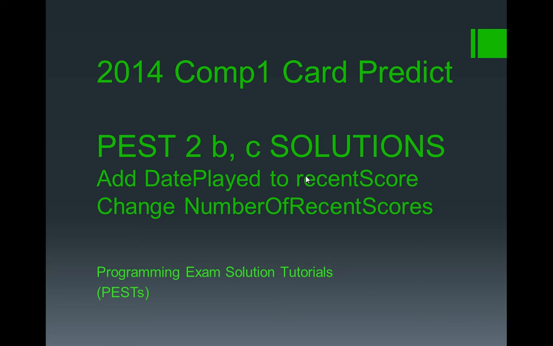In this particular part we're going to look at something that I actually put in the second set of tasks, and these are changes to the recent score structure. We're going to add date played, and we're also going to change the constant at the top of the code to change the number of recent scores. We'll probably have a little look at that one first actually, because it'll only take a second.